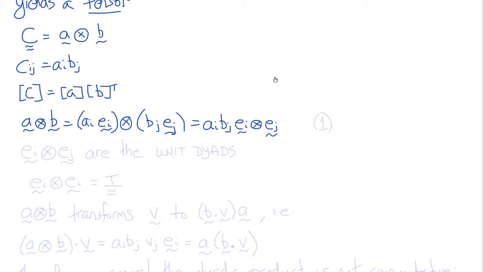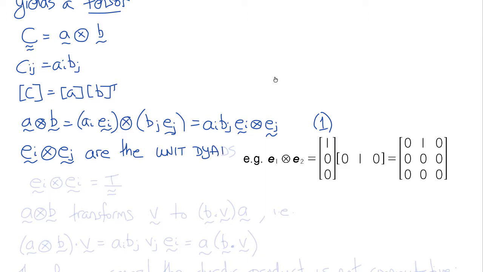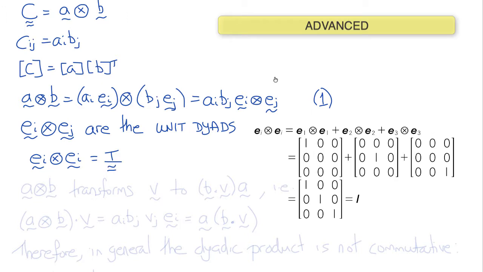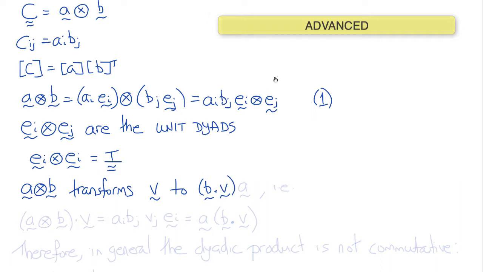And so this product of the unit vectors, this dyadic product or tensor product of the unit vectors, are called the unit dyads. So there's actually 9 of these, one for each possible combination of i and j. And in the special case when we take Ei dyadic Ei, we get I, the identity matrix, or identity tensor. We can also show that A dyadic B transforms one vector V to a new vector, which is B dot V times A. So that's a scalar times A, which is a new vector.